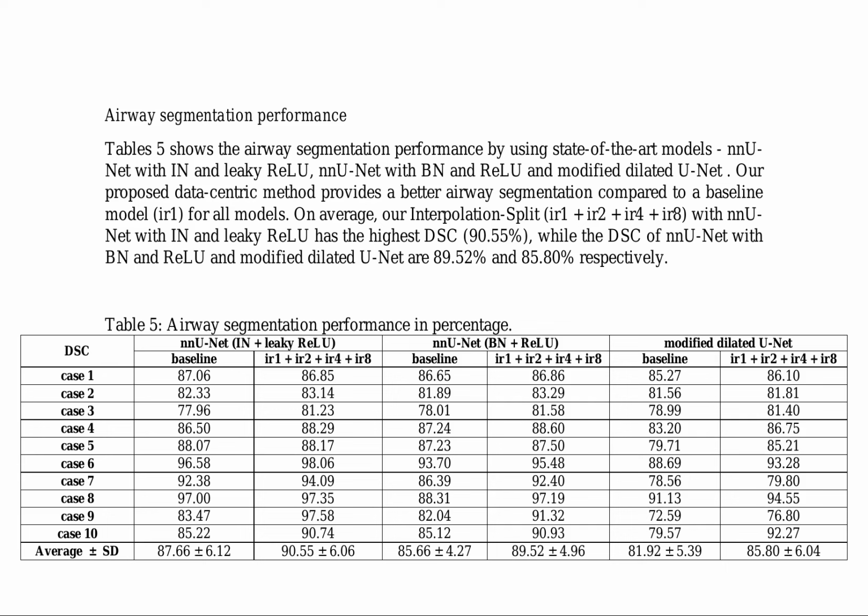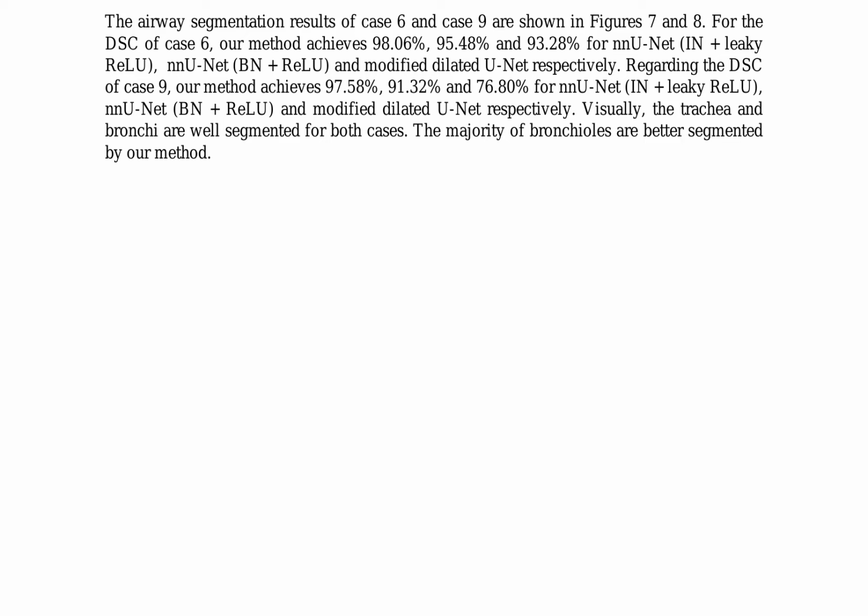Notably, for Case 6, the DSC values are 98.06%, 95.48%, and 93.28% for NNU-net with instance normalization and leaky ReLU, NNU-net with batch normalization and ReLU, and modified dilated U-net, respectively. For Case 9, the DSC values are 97.58%, 91.32%, and 76.80%, respectively. Visually, the trachea and bronchi are well segmented for both cases, with the majority of bronchioles better segmented by the proposed method. This is particularly significant, as bronchioles are critical for respiratory health.